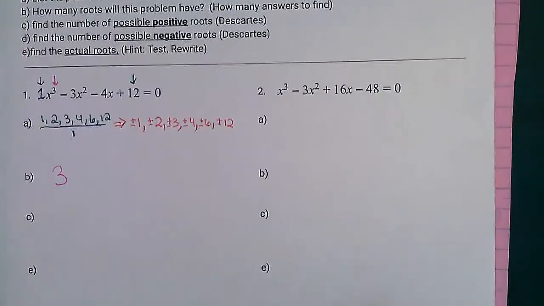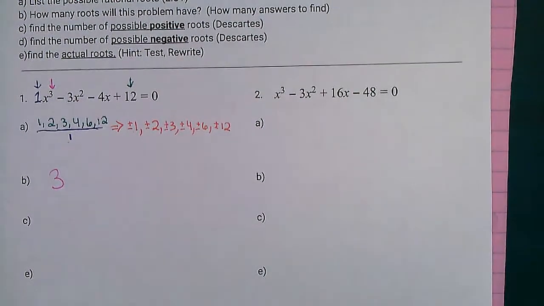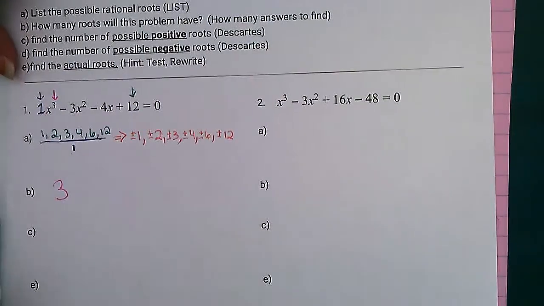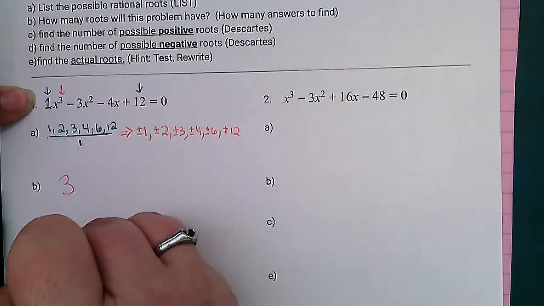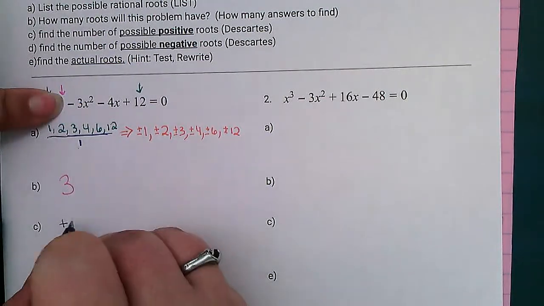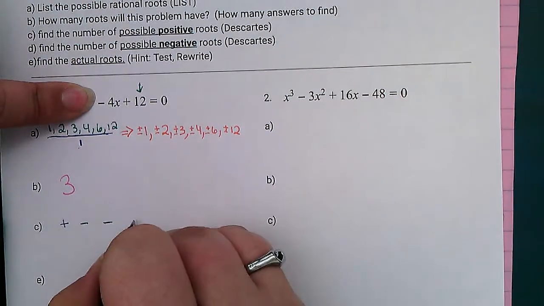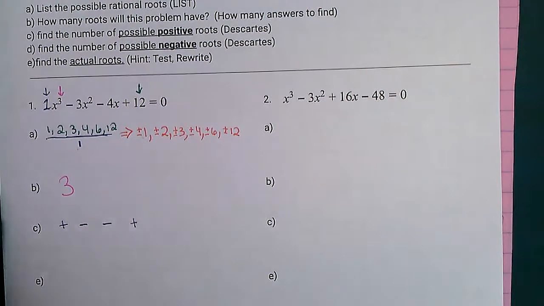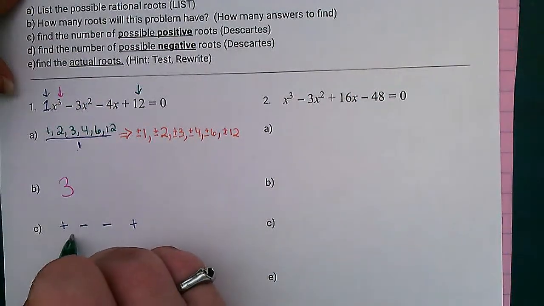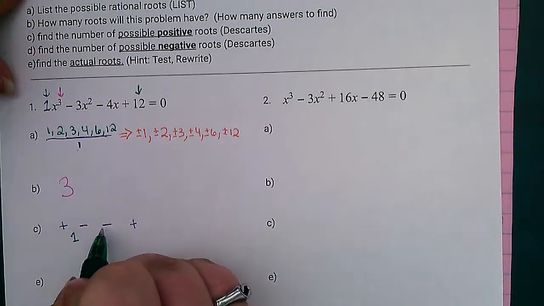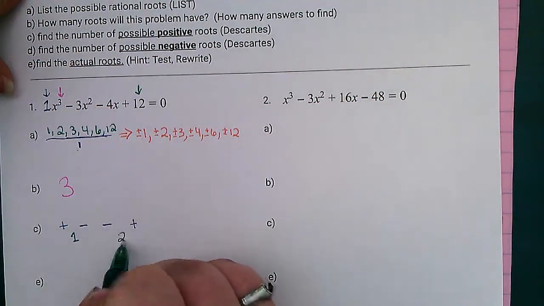Next, it says find the possible positive roots. Well, to do the possible positive roots, we look at the signs. So this first thing is a plus. The negative 3x squared is a minus. The negative 4x is a minus. And the 12 is a plus. So we're looking at the number of times the sign changes. So plus to a minus, that's 1. Minus to a minus, that's staying the same. And minus to a plus, that's 2.